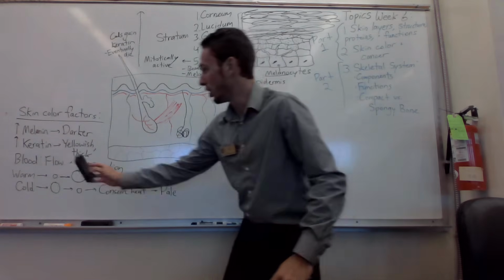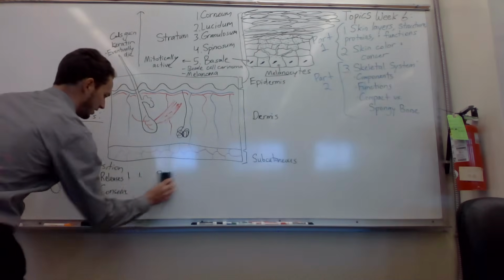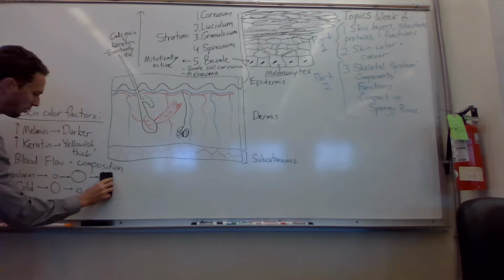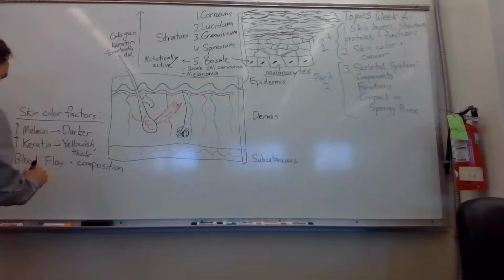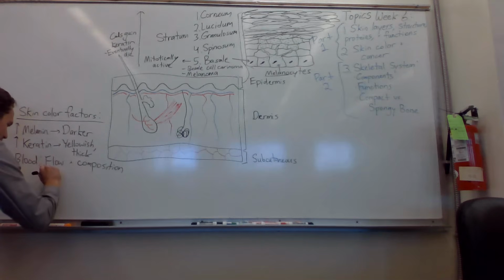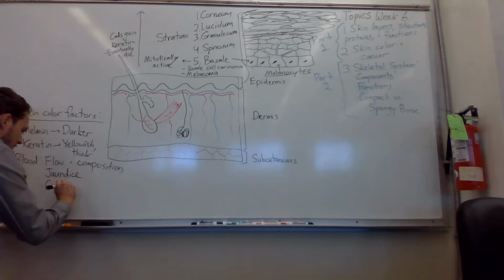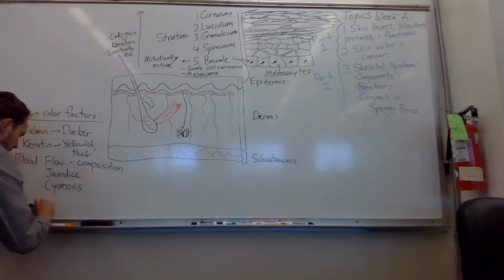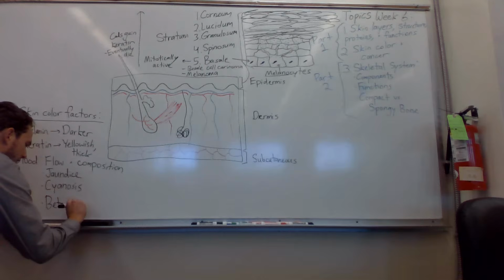Okay, so I said the flow is important, but also the composition. We talked about 3 different things that can be in your blood that will cause different coloration of your skin. These are the 3 that we talked about. We talked about a condition called jaundice. We talked about a condition called cyanosis. And we also talked about having high levels of beta-carotene in your blood.